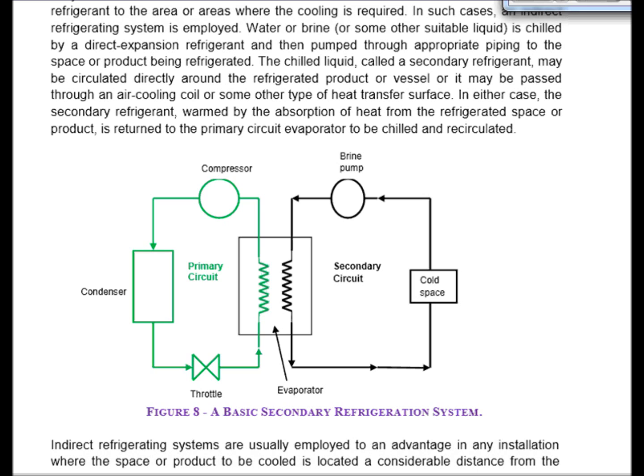The difference between the two is, in the primary circuit, the refrigerant is constantly being evaporated and condensed, whereas in the secondary circuit, the phase of the secondary refrigerant remains the same, i.e. it is constantly a liquid, although the heat is being transferred in and out of it. It doesn't actually evaporate or condense.